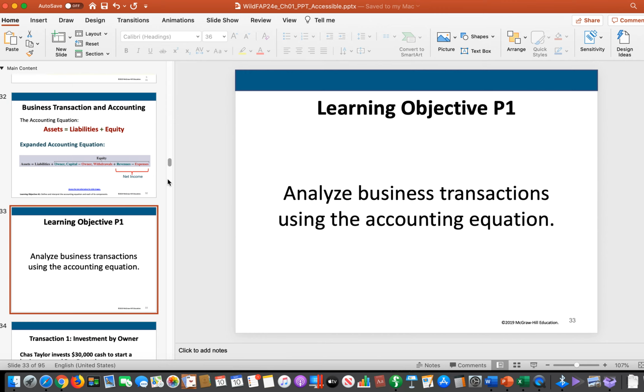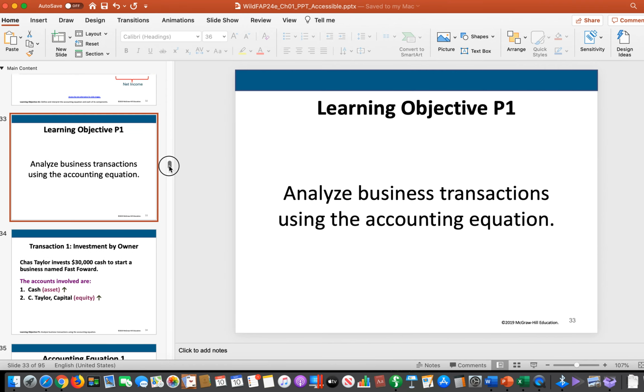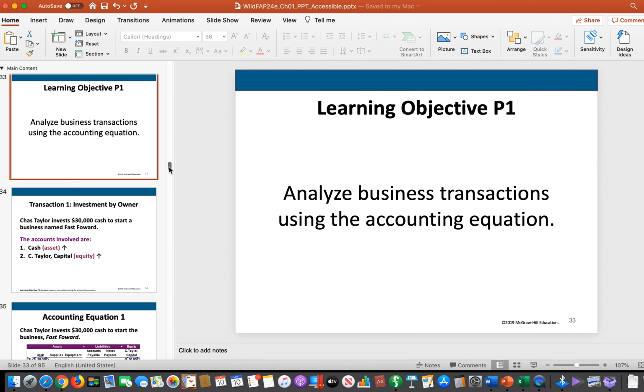So let's move on to the next section. We're going to analyze, I think, about 11 or 13 business transactions using this equation. Please pay close attention. You need to study this. Just don't let this be the first and last time you go over this. You must understand this.